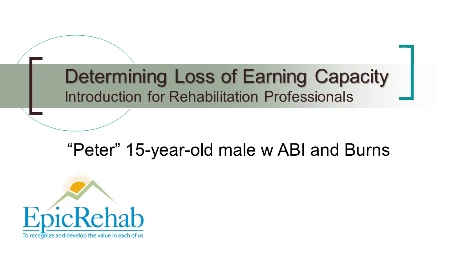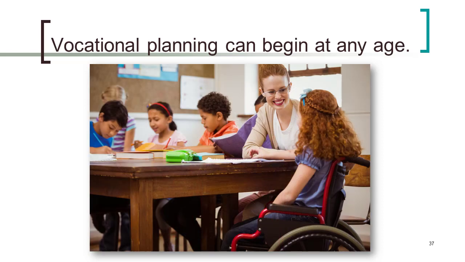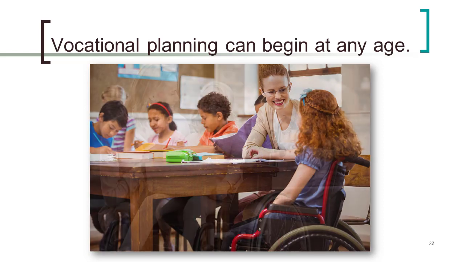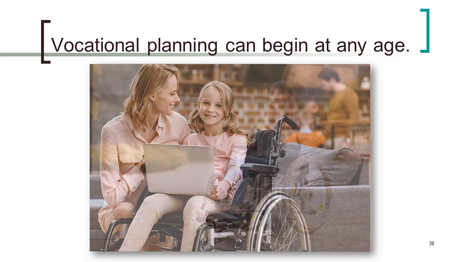We would like to demonstrate how this is helpful to determine the loss of earning capacity of a fictional client based on a real person, Peter. Peter is a 15-year-old boy with acquired brain injury and significant burns that he experienced in a tragic automobile accident. We'll begin our study of Peter by pointing out that vocational planning can begin at any age. Vocational planning involves teachers. Vocational planning also involves parents.